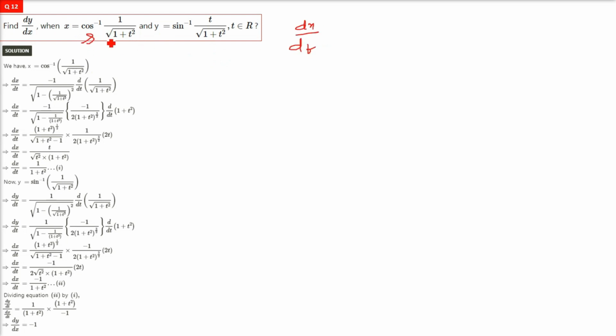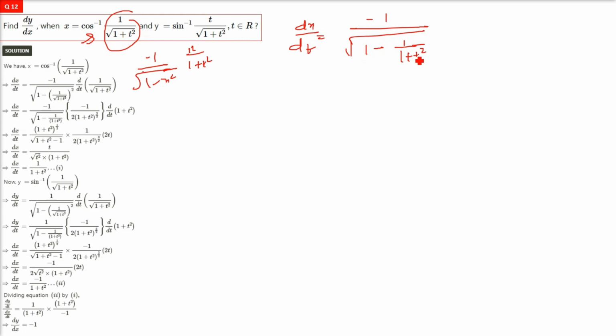Dx by dt. Cos inverse we already know. Cos inverse differentiation is minus 1 by under root 1 minus whatever is there square. So 1 minus x square. If it is cos inverse x, negative 1 by under root 1 minus x square. Okay. So minus 1 by under root 1 minus whole square of this. So I am squaring it now. 1 square divided by the root will go. So it will be 1 plus t square. So 1 by 1 plus t square will only remain.